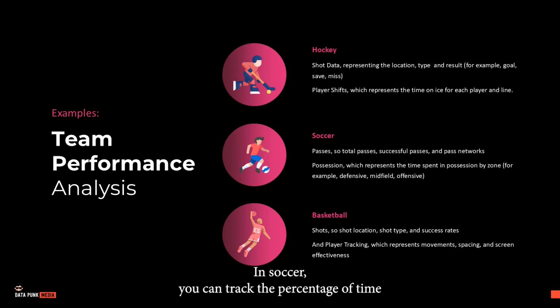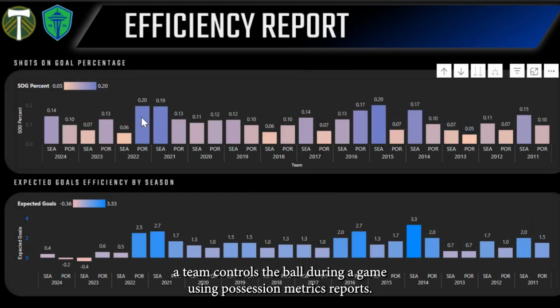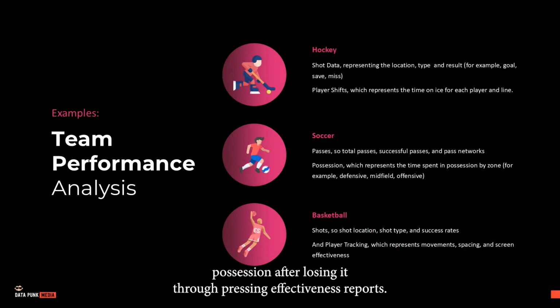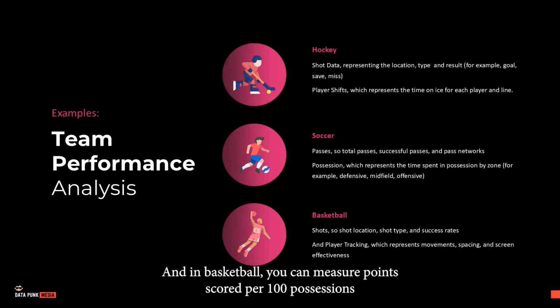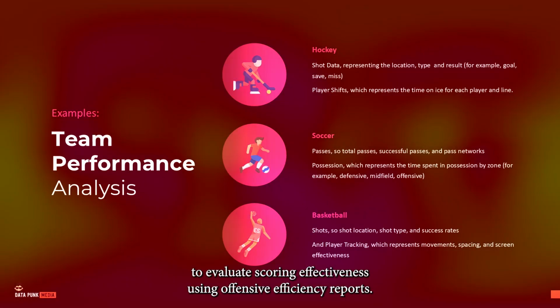In soccer, you can track the percentage of time a team controls the ball during a game using possession metrics reports. You can also analyze how quickly and efficiently a team regains possession after losing it through pressing effectiveness reports. And in basketball, you can measure points scored per 100 possessions to evaluate scoring effectiveness using offensive efficiency reports.